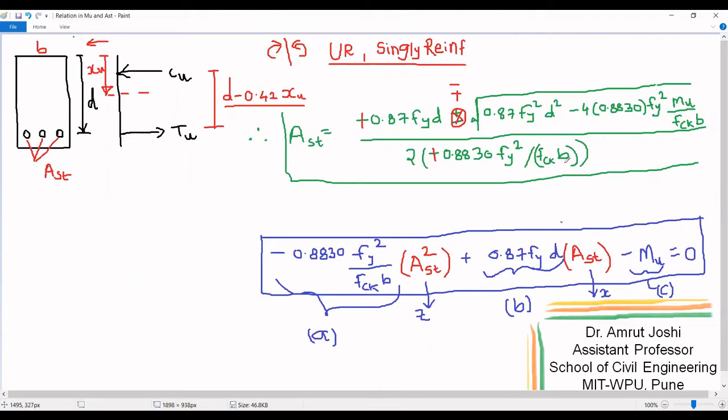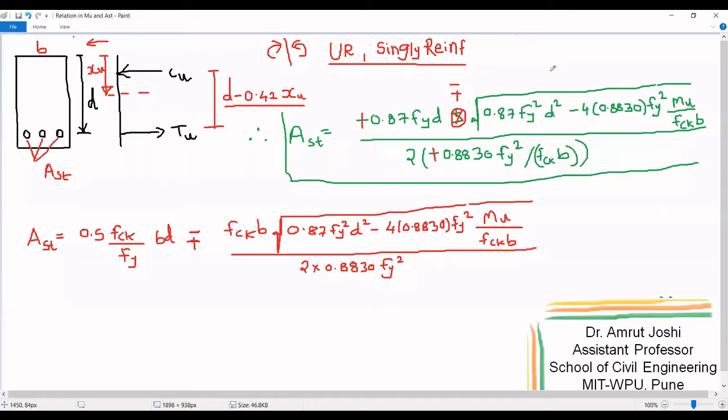Now as you can observe, this fck b will venture into numerator. So both these terms I will have to multiply by fck b. So if I further simplify this numerator, the numerator looks something like this. Now look at this expression. Here we have 0.5 fck upon fy into bd minus plus this value. So I can square the denominator and divide each of this term in the under root sign by the square of the denominator.